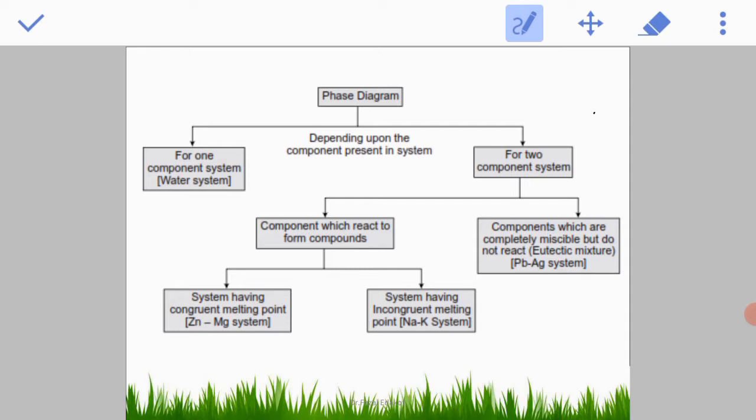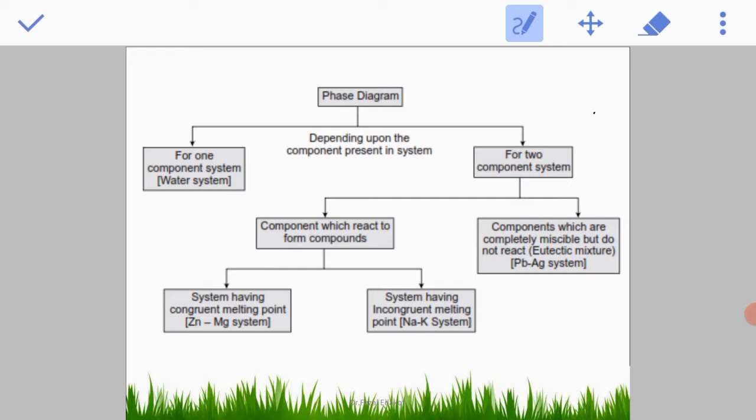Phase diagram for a one component system: you have only one component, that is the water system. And the phase diagram for a two component system. When you talk about a two component system, the very first thing you must ask is, do those two components react with each other or not?